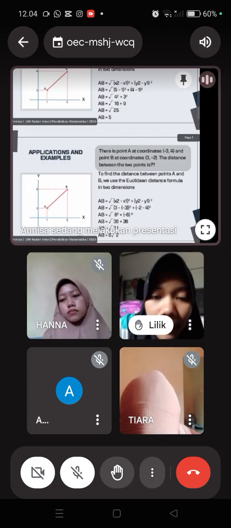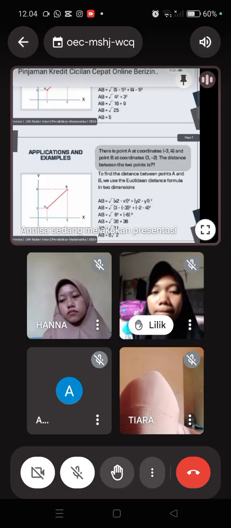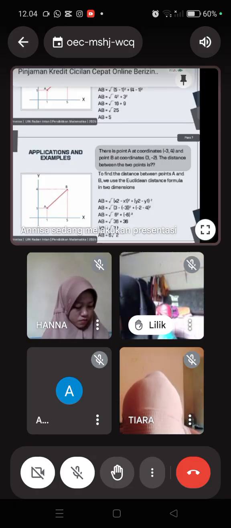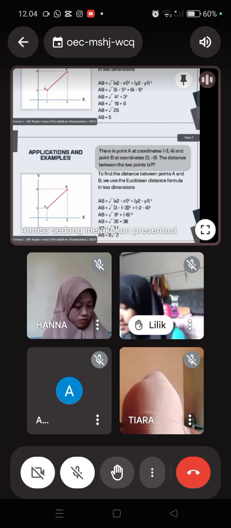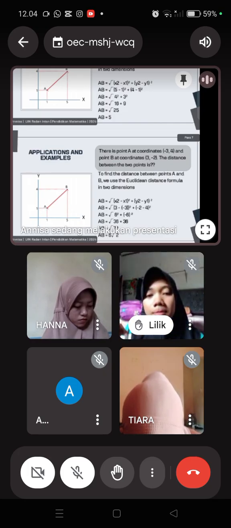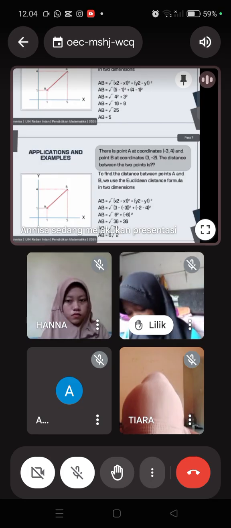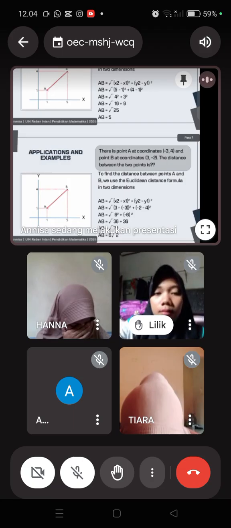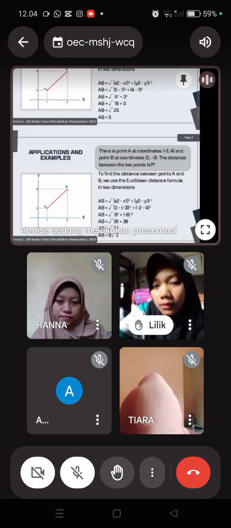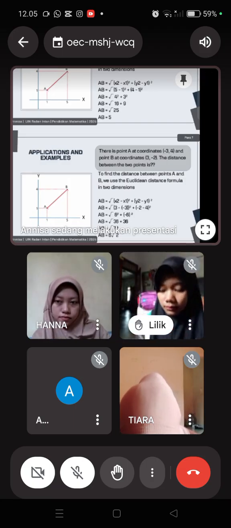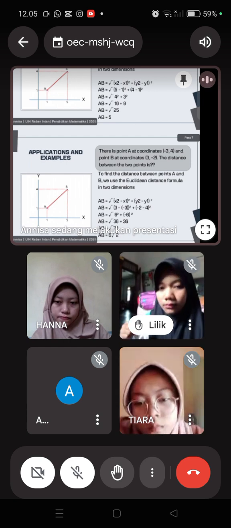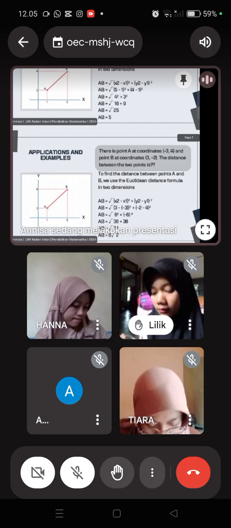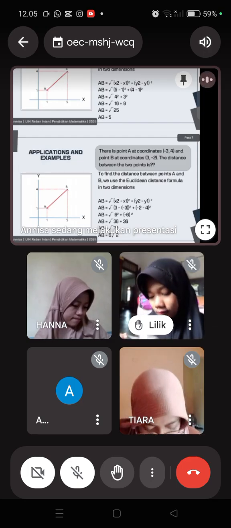Okay, thanks for the question. The answer is if the points are on a horizontal or vertical straight line, then the distance can be calculated only by the difference in the x or y component. For example, if on the horizontal line, the distance is only x2 minus x1.